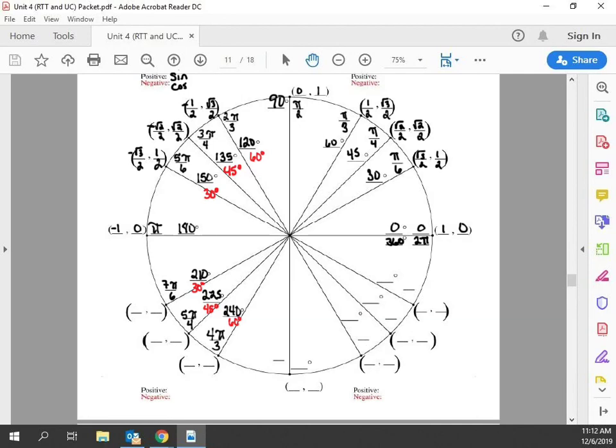All right, so let's do this, guys. Look at the red again. 30 degrees. What are the coordinates for 30 degrees? We'll deal with the signs later. What's the coordinates for it? Root 3 over 2, 1/2. What is the coordinates of 45 degrees? Root 2 over 2. Repeat, right? Coordinates for 60 degrees? Okay.